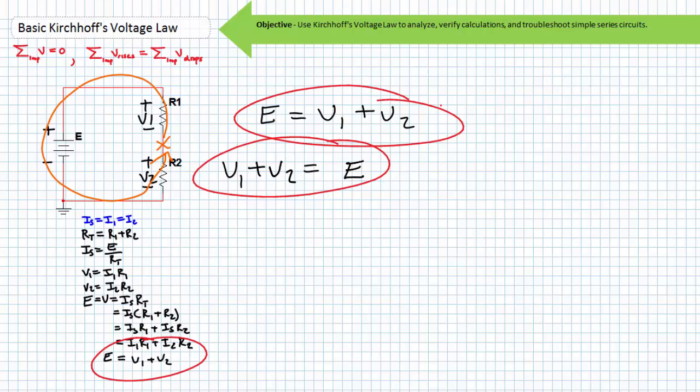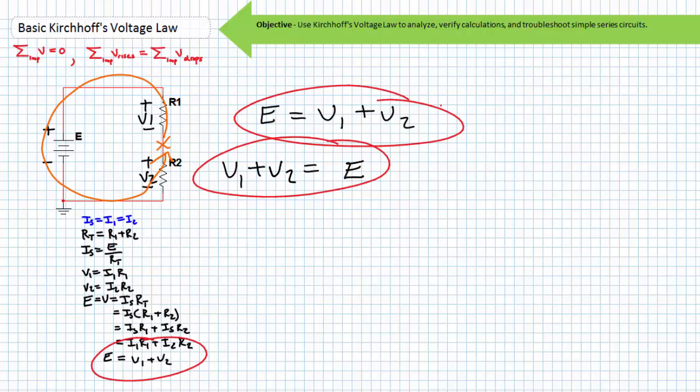Start anywhere and go in any direction you wish. Come back to where you start. Positive to negative is a drop and goes on one side of the equation. Negative to positive is a rise and it goes on the other side of the equation. Now that I've demonstrated the quick and dirty KVL method, let's apply our results.